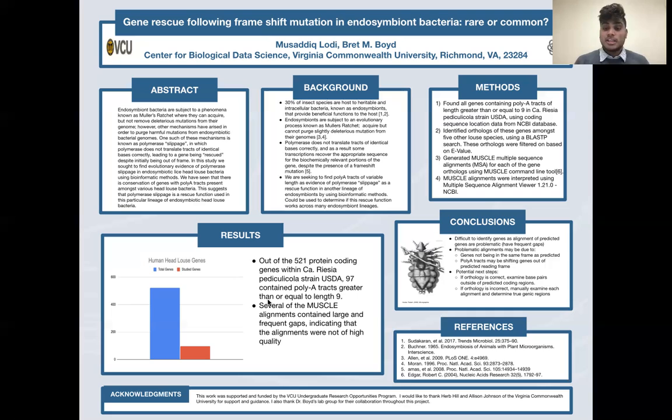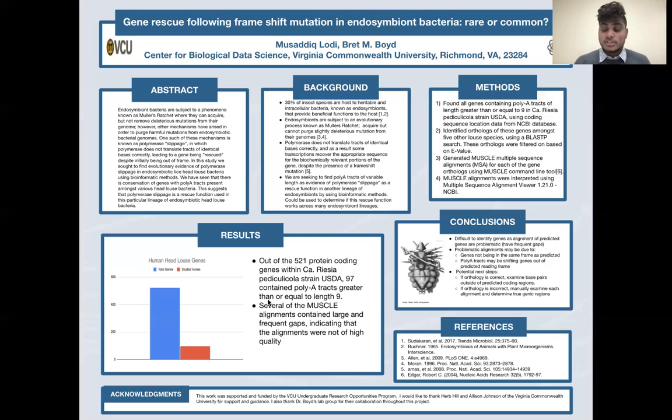So this has been studied in different kinds of endosymbiont bacteria, notably in fruit fly bacteria. And we want to put this to the test and see if it also happens in human head louse bacteria. So using different bioinformatic methods, using different gene prediction tools, gene alignment tools, we were able to analyze the genome of this human head louse. So out of 521 protein coding genes within this human head louse species, 97 of them contain polyA tracts greater than or equal to length 9.